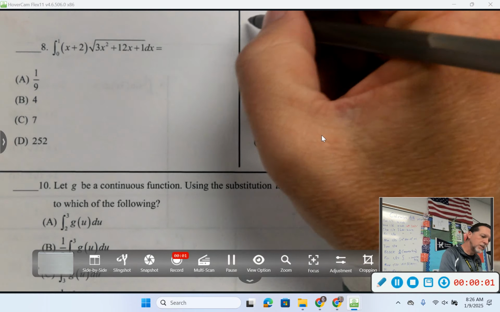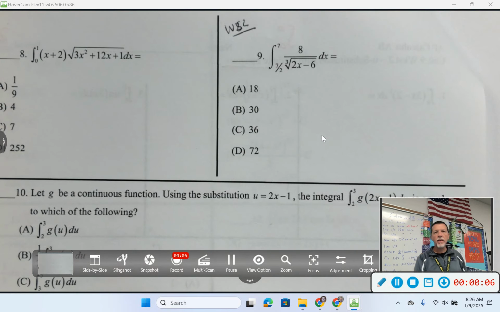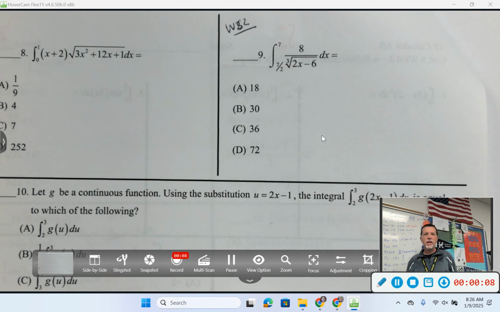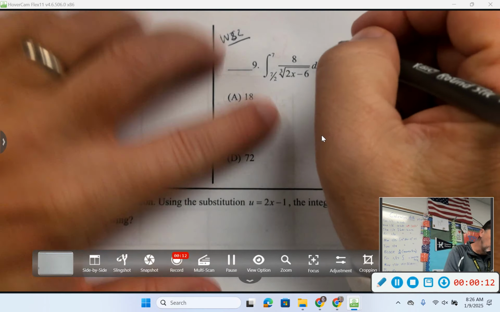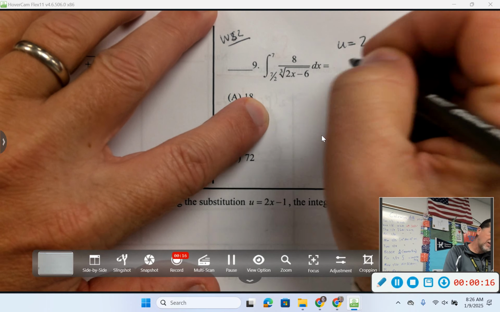Worksheet 2, number 9. Okay, who asked? McKenna, did you ask for this one? Oh, yeah. So what did you think u should be? 2x minus... Okay, I like that.